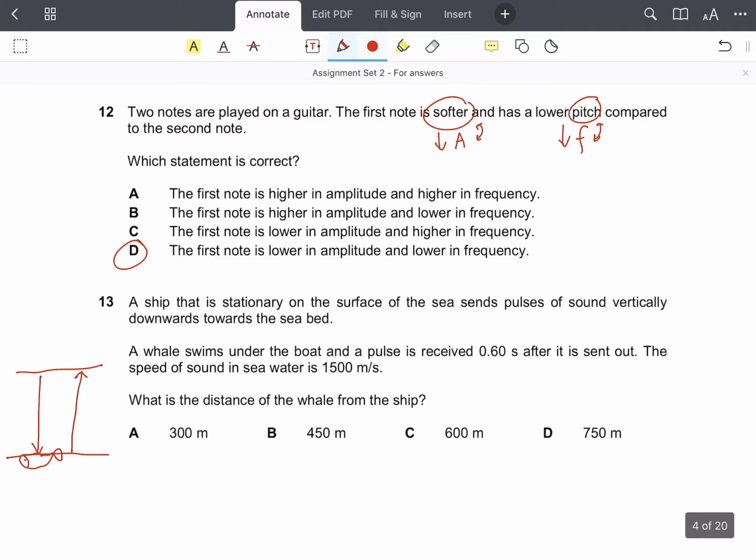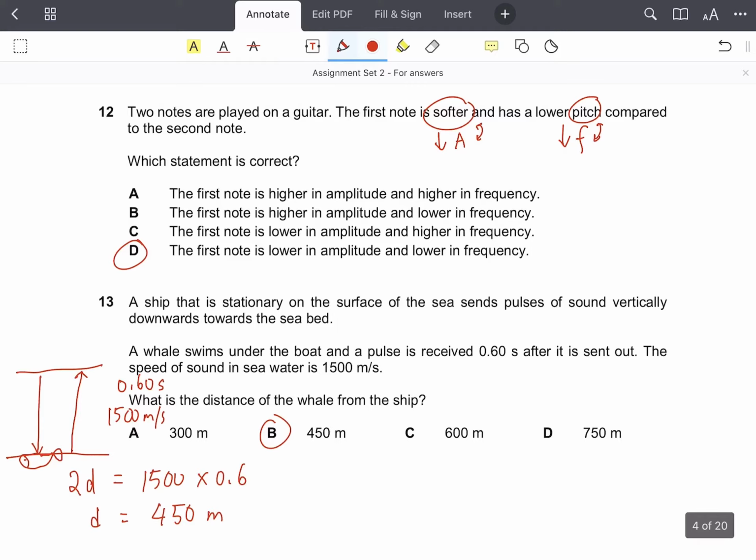Okay, so speed of sound is 1,500. So this whole journey takes 0.60 seconds. Then the speed is 1,500. So if you notice, the distance is twice, because it goes down and goes up. So 2 times the distance is equal to 1500 times 0.6. So you can find D. D will just be 450.